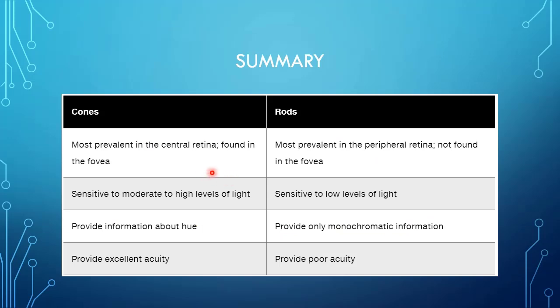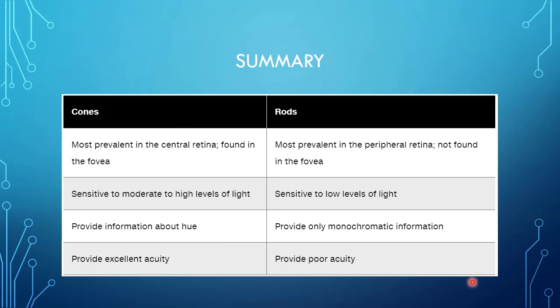So as a quick summary of this section, we have cones that provide high visual acuity because they are found very densely in the fovea. And this means that because there are so few of them, we need high levels of light in order to get that acuity out of them. They also provide color information. And so that's kind of the main features of the cones.